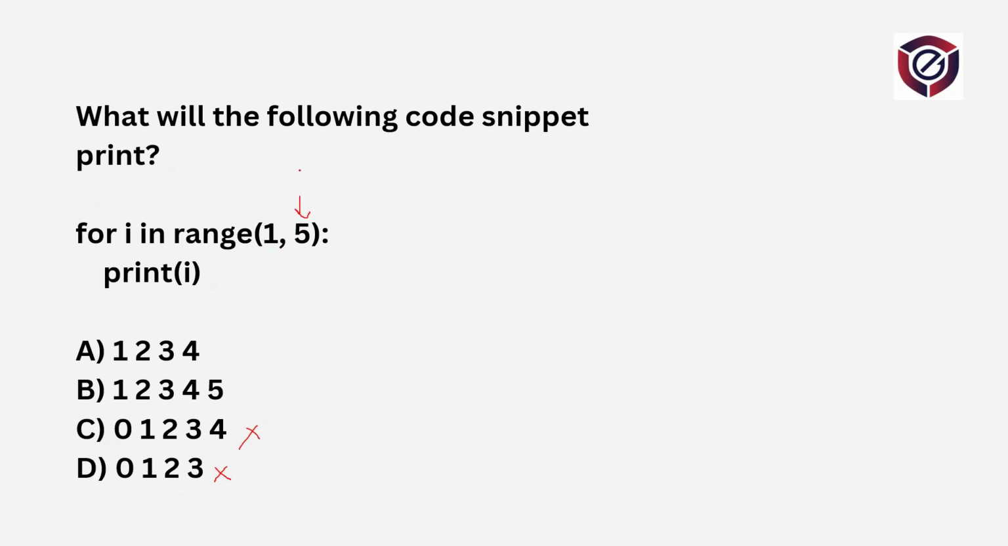Remember that if the range is up to 5, it will go only till 4, because 5 is the ending point or the stopping point. It will not execute for 5. Before 5, whatever elements are there, for all those elements it will be executed. So the correct option is 1, 2, 3, 4. For i equal to 5, the for loop will stop and this print statement will not be executed. So the correct option is 1, 2, 3, 4, that is option A.